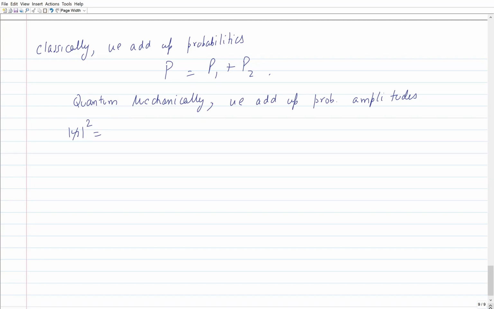And the final probability, of course, is given by the absolute square of them. So I'll just write, we add up probability amplitudes, and the probability is given by adding up. And this is called interference.